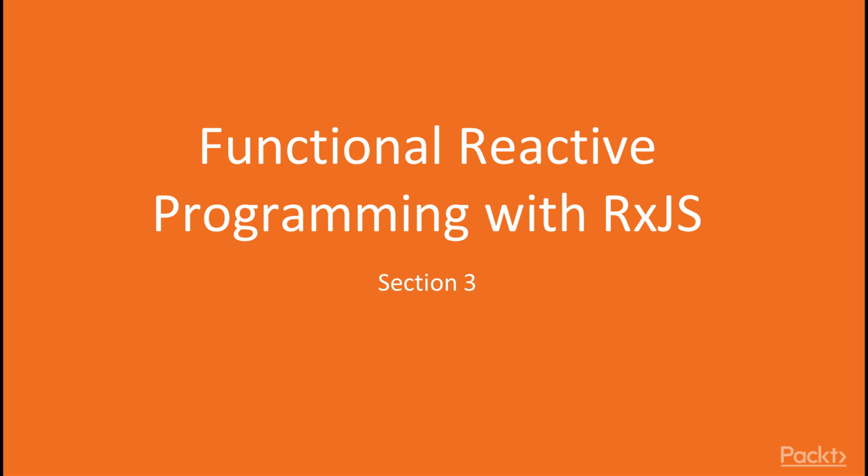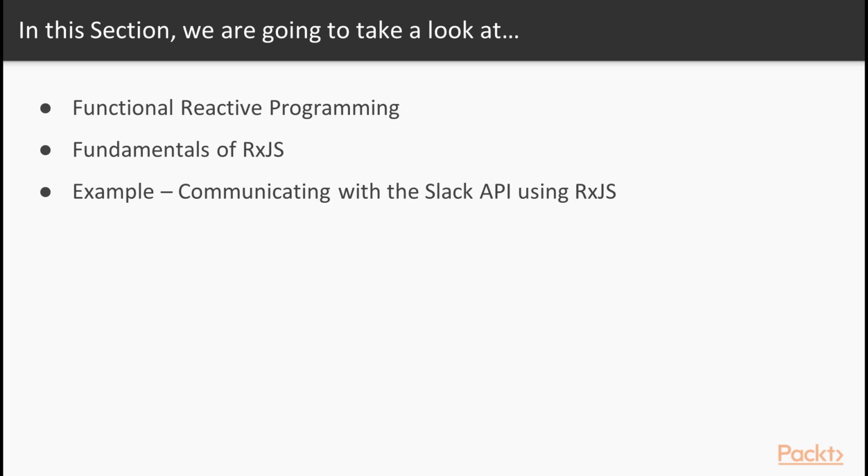In this section, we will implement a web application using the functional reactive programming library RxJS. First, we will figure out what functional reactive programming is, then we will cover the fundamentals of RxJS so that we can start implementing a web application. We will use the Slack API for the implementation.